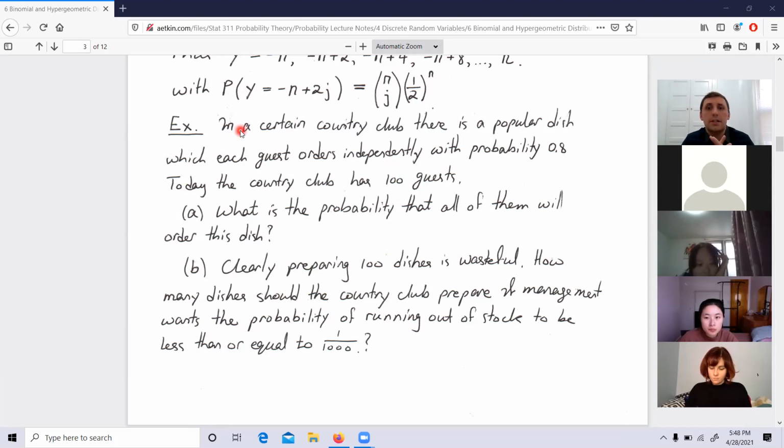Suppose in a certain country club there is a popular dish which each guest orders independently with probability 0.8. So a dish so popular that 80% of the guests are going to order it. Today the country club has 100 guests. So what is the probability that all of them will order the dish? Calculate, you can write it in symbols if you want to. Just tell me what's the probability that everyone will order the dish, please.